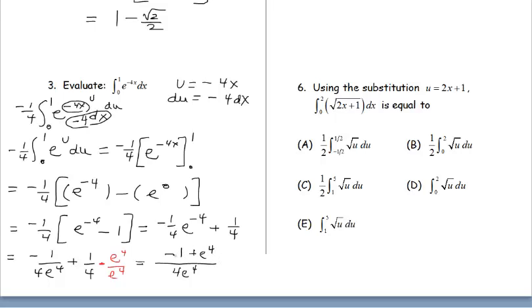Likely the numerator would be in the reverse order here. All these are fine.